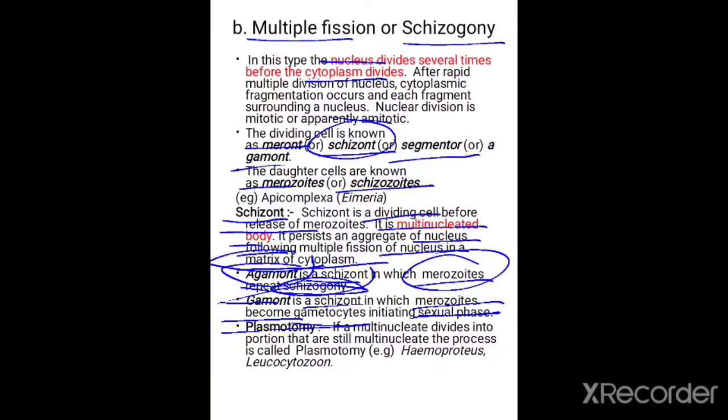Now let us come to plasmotomy. If a multinucleate cell divides into portions that are still multinucleate, the process is called plasmotomy. It occurs in Haemoproteus.